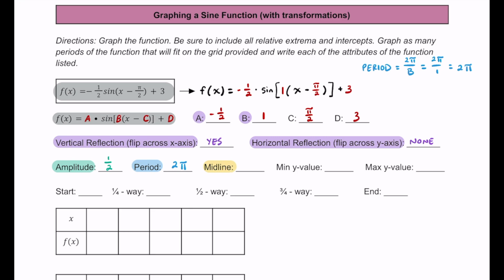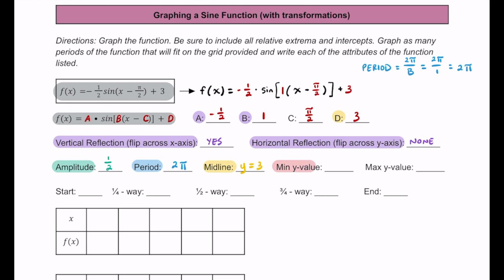Now onto the midline. The midline is typically at y is equal to 0, but the d value is going to tell us if the midline is going to move or not. So you can see here that the d value is equal to positive 3. So the midline is going to shift up 3 units. We're going to say y is equal to 3, that horizontal line.